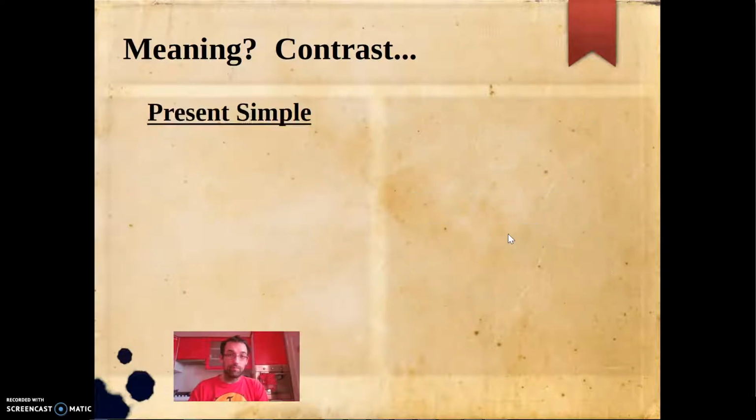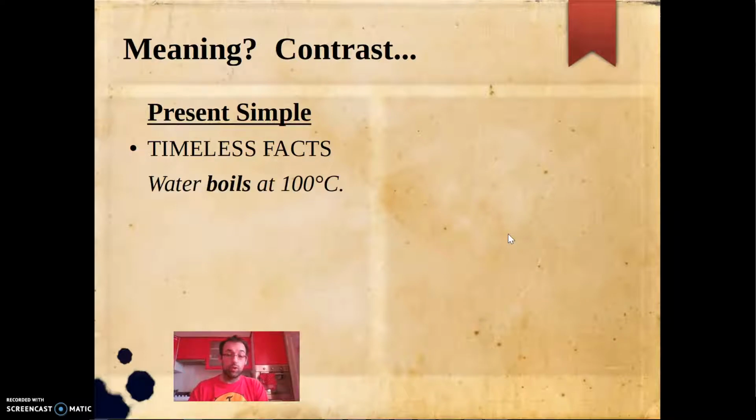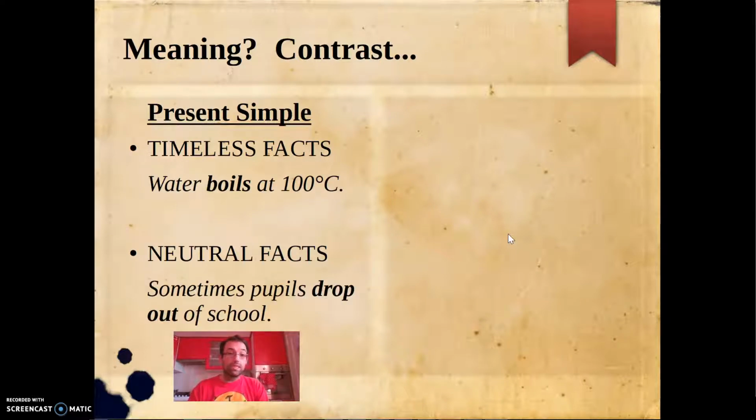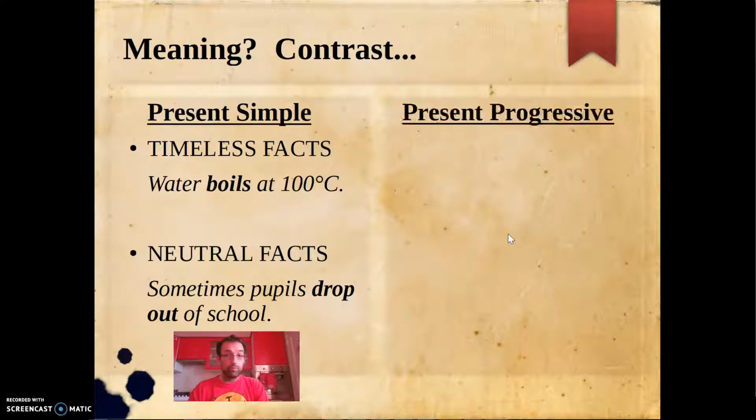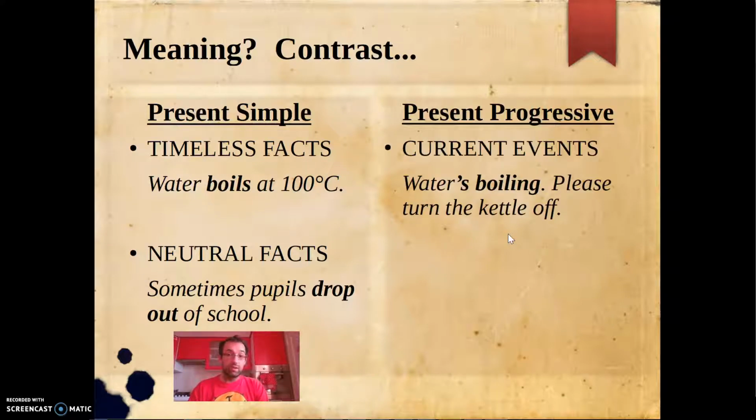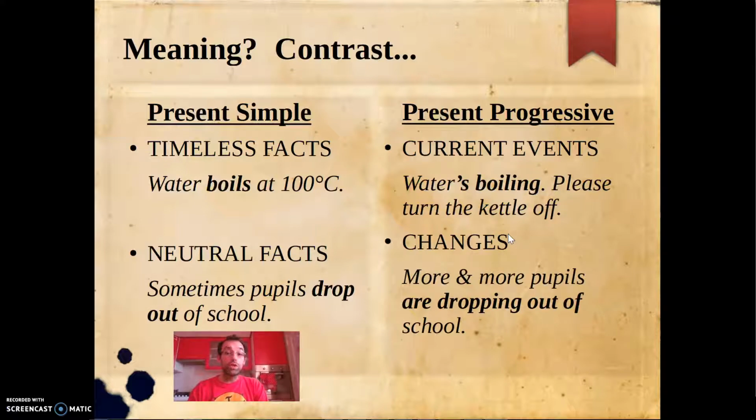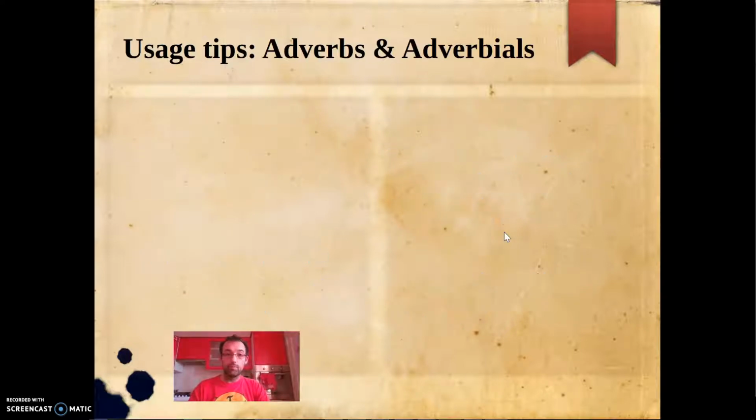Also, present simple is used for facts, such as water boils at 100 degrees Celsius, or sometimes pupils drop out of school. Contrast this to the events which are going on right now, like water is boiling. Please turn the kettle off. Or for changes. This is important. Present progressive is used to express changes. More and more pupils are dropping out of school. This is something that apparently in the past they didn't drop out of school as much, so in the future they might drop out even more.